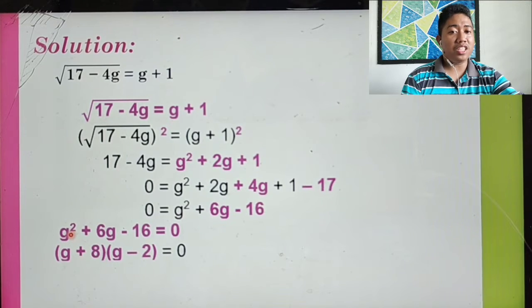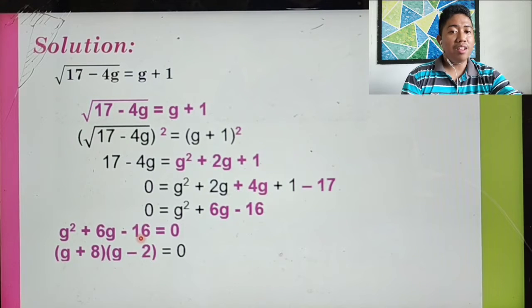So we have g squared, so g times g. And of course, the sum is positive 6 and the product is negative 16. So we find two numbers. We all know that the numbers that sum to 6 are 8 and negative 2. So that is 8 minus 2, which is 6. And the product is negative 16.